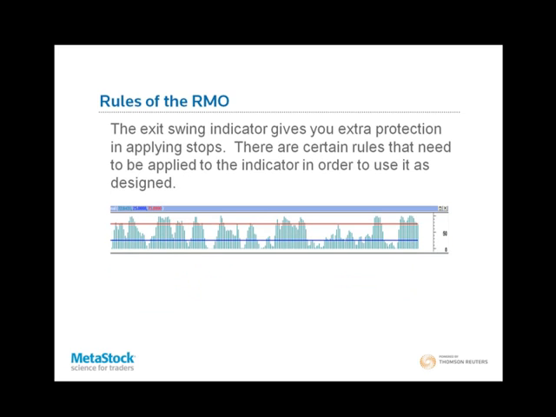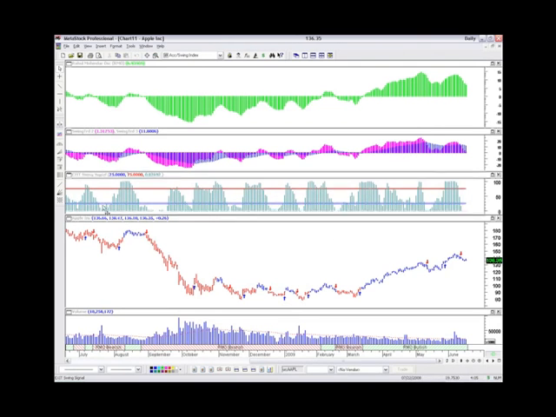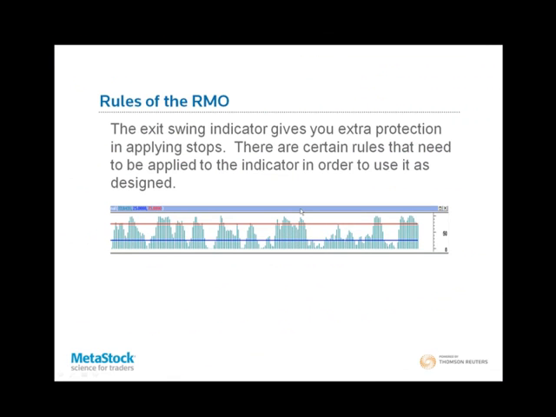The next one is the exit swing indicator. Now the exit swing indicator, you'll notice, is here in the middle of the chart. The exit swing indicator gives you extra protection in applying stops. There are certain rules that need to be applied to the indicator in order to use it as designed. Now we'll actually be skipping those rules for now, as we want to get into the 3 core rules of the RMO. We'll come back to the exit swing signal in just a few moments.